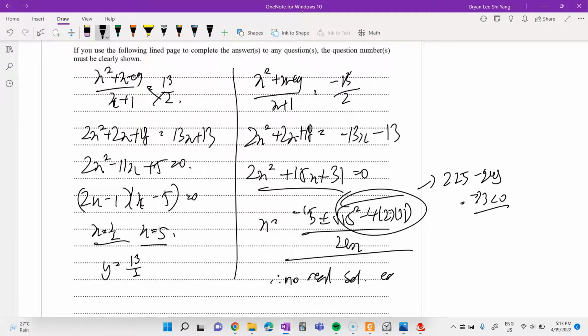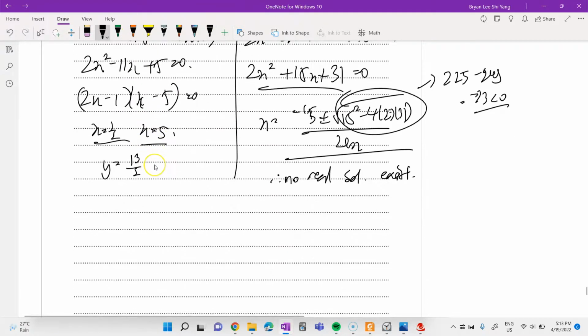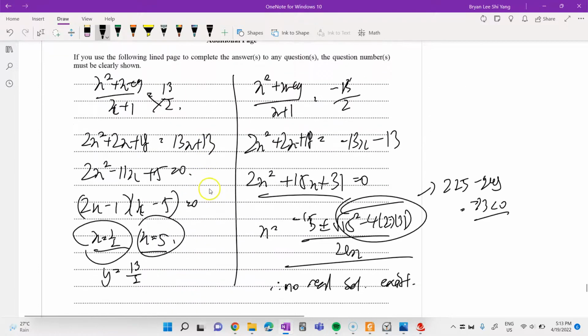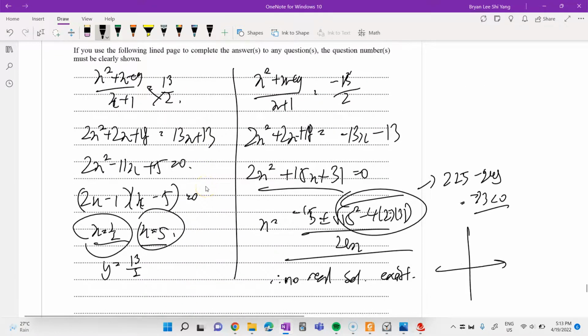Sorry, I'm rushing. Okay, so we only have these two, right? So we could basically skip the original one. How did we draw this? We drew something like this, right? We could basically skip this part and just look at this part, I think.